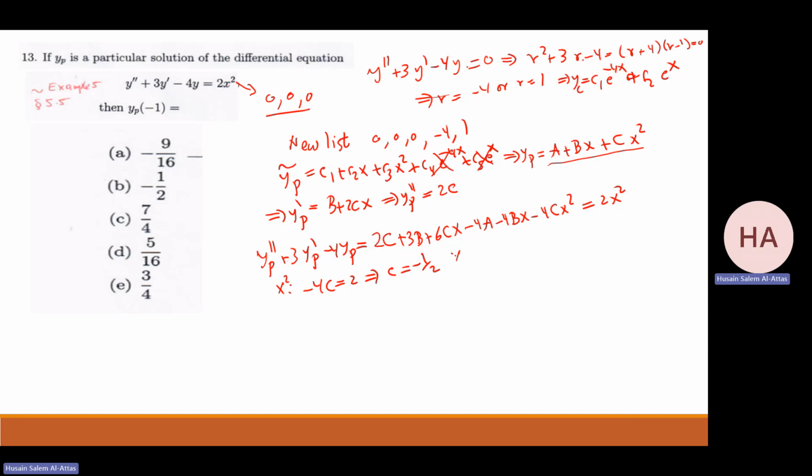Coefficient of x, I'm going with this: I have 6c minus 4b. This is gone. And that should equal 0. c is minus half, so I have minus 3, so minus 4b. Minus 3, take it to the other side, equals 3. So b is minus 3 over 4.